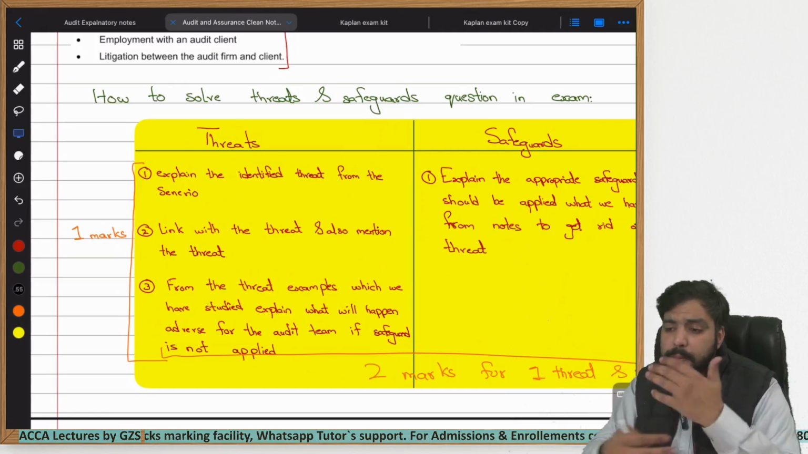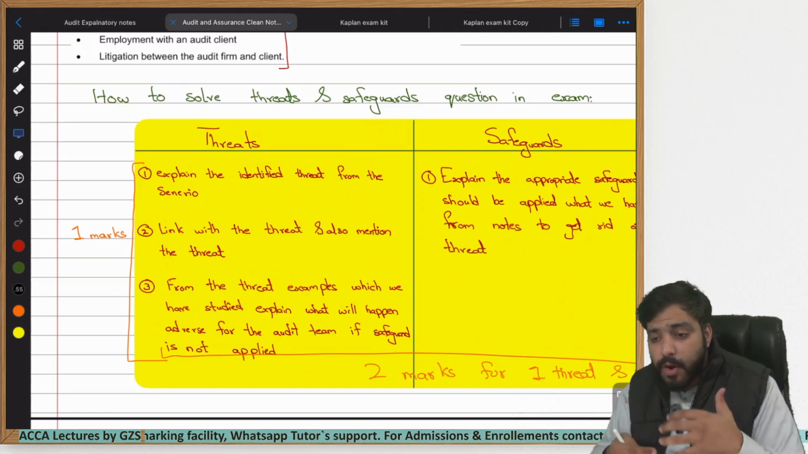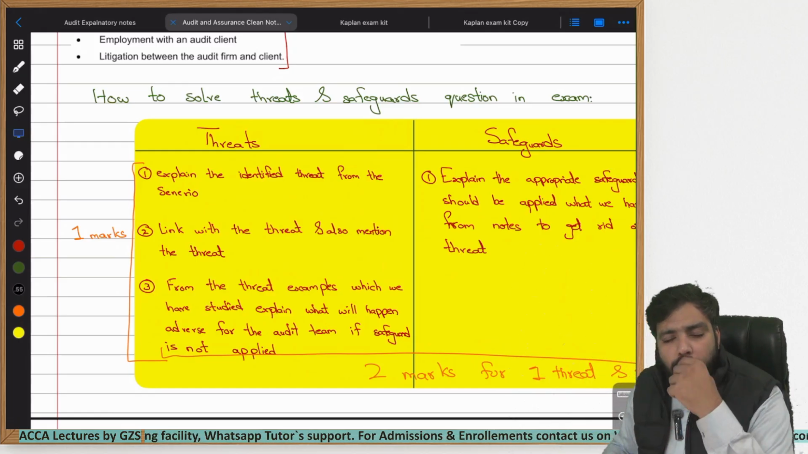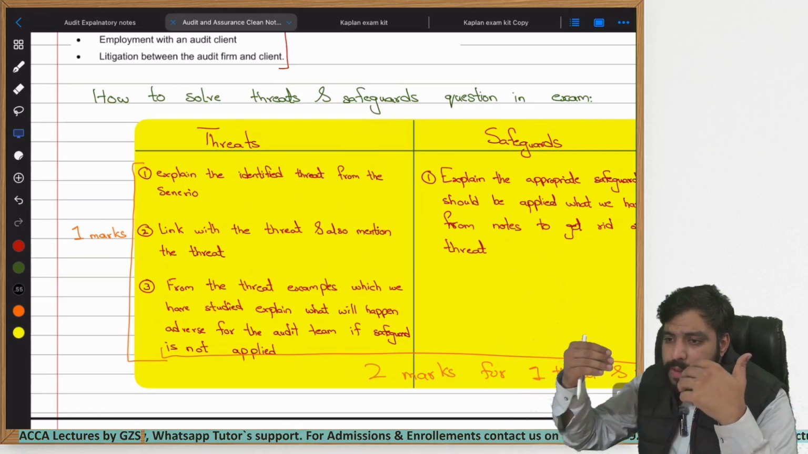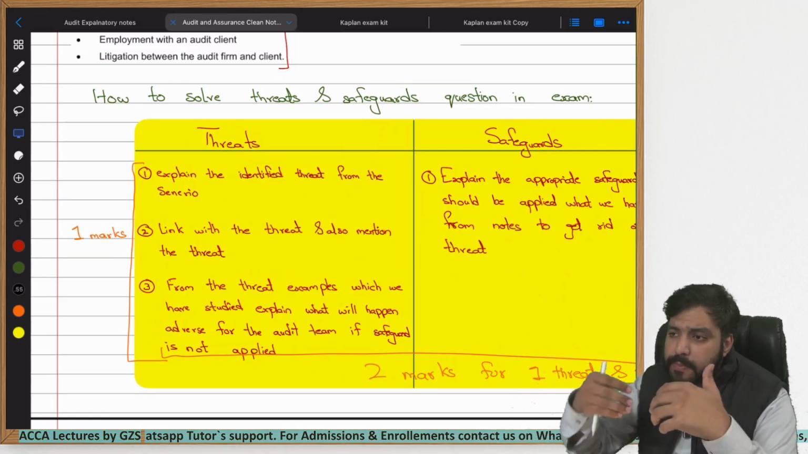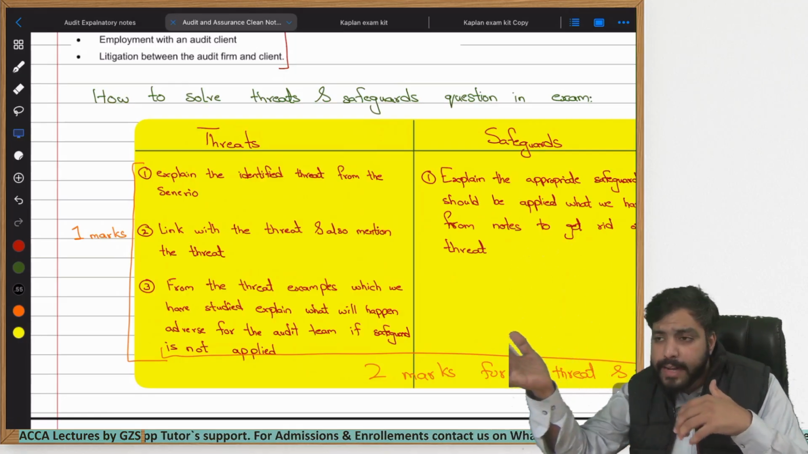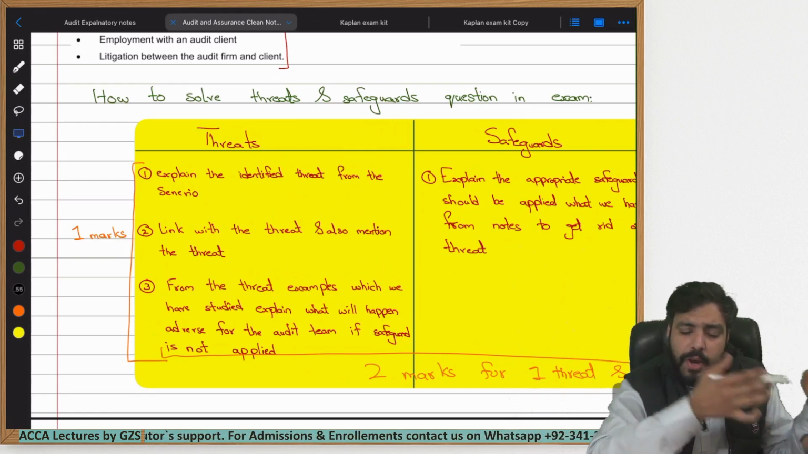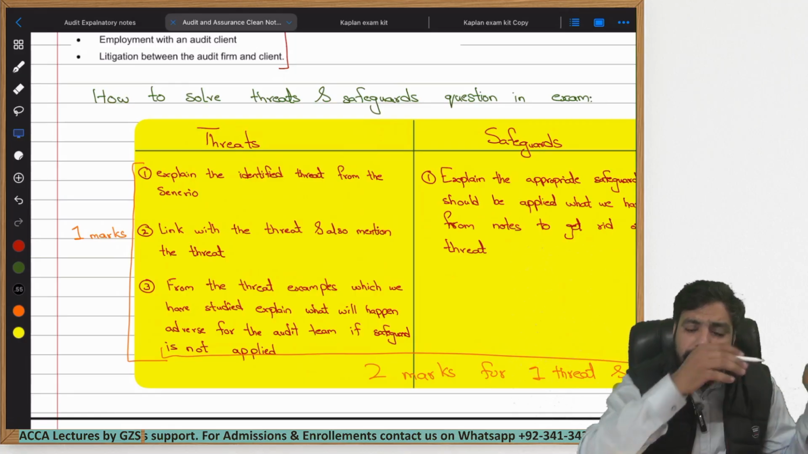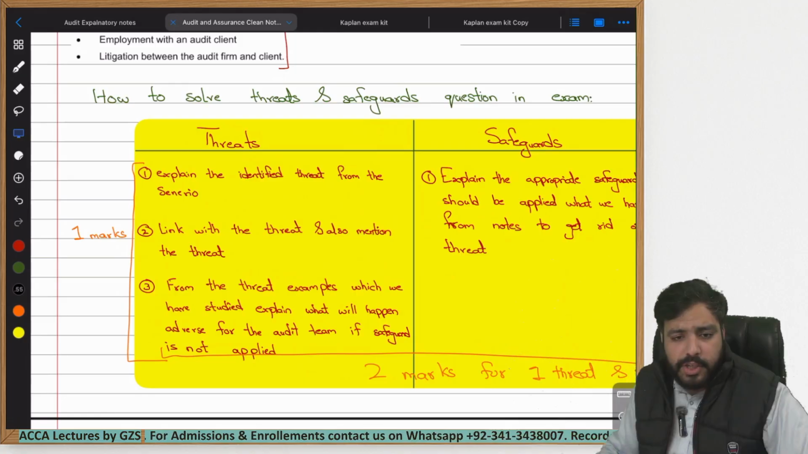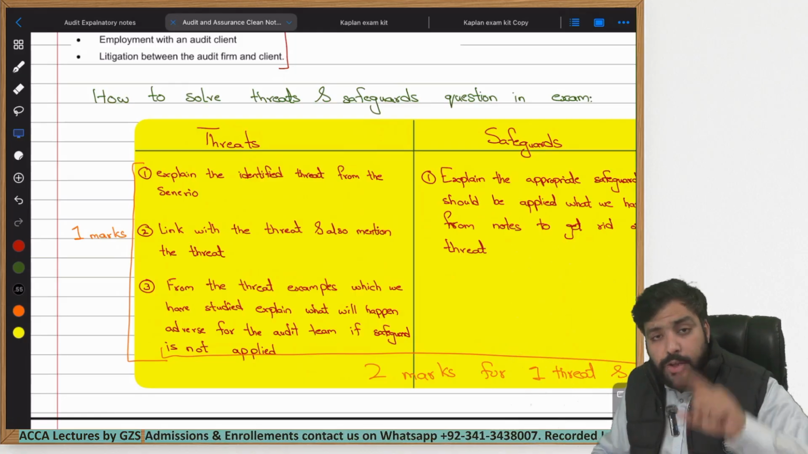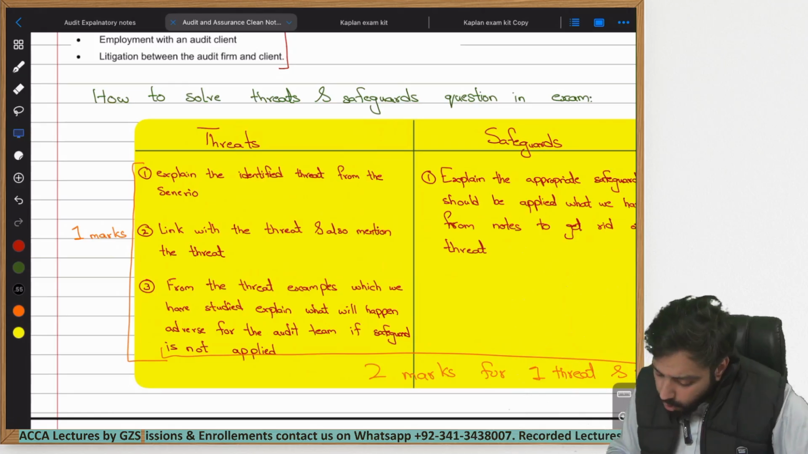Now, in the case of fee dependency, what is going to happen in the future? What adverse thing is going to happen for the auditor? The adverse thing would be that the auditor would believe that if they identify any kind of misstatements, the audit client can stop their previous year's audit fee or even delay their audit fee, and hence the auditor is less likely to identify any kind of misstatements within the financial statements for the current year audit. So this is something that you will mention in your own words as well.